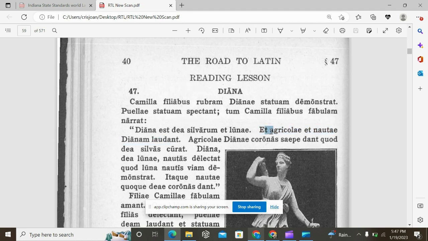Et agricolae et nautae, Dianam laudant. So when we have the word et appearing twice in a sentence, et and then et separated by something, it often means both, and it's used to connect two nouns and emphasize that they're connected. So both the agricolae, the farmers, and the nautae, the sailors, Dianam laudant. They laudant Dianam. Laudant means they praise. Dianam is Diana in the accusative singular. So the farmers and the sailors here are the doers of the action of praising, and Diana, the goddess, is receiving their praise.